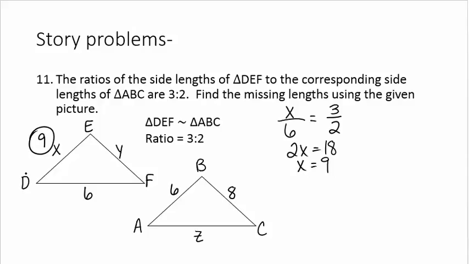We also need to find y. We aren't going to use what we found for x. In case you make a mistake, you want to make sure that you're still using the ratio of 3 to 2 versus setting up this next example using 9 and 6.